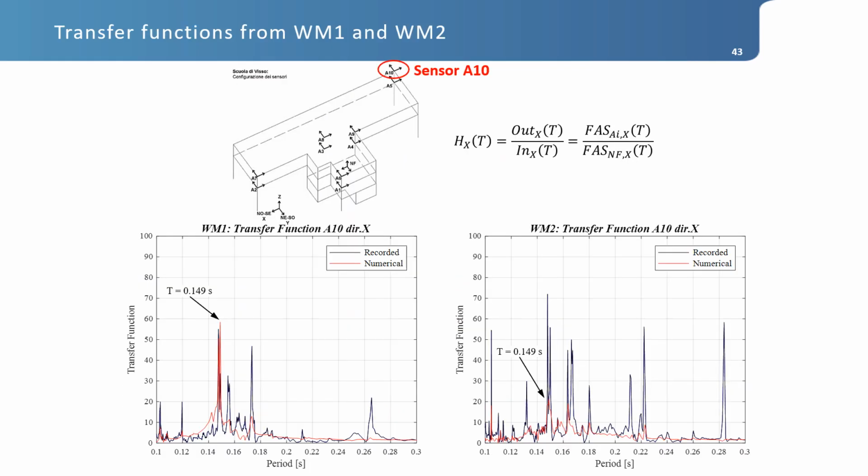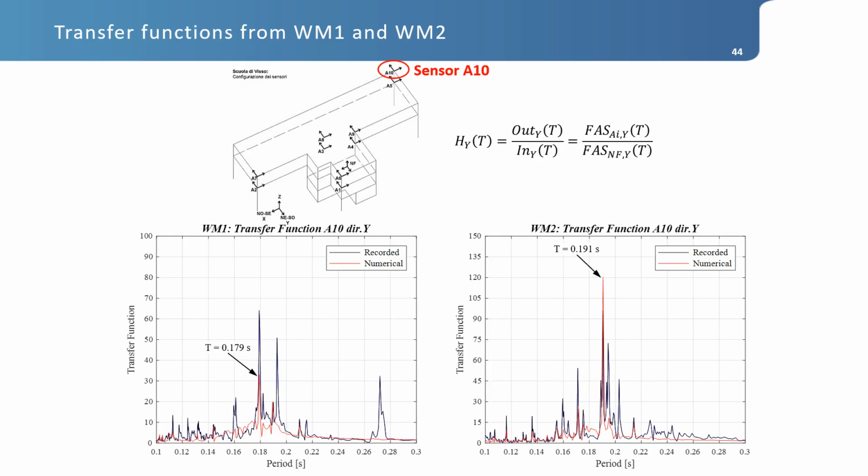The correct reproduction of the seismic behavior is also highlighted in this comparison of the recorded and numerical transfer functions, in which you see that at least the main frequencies and mean periods of the response are correctly calculated up to 0.2 seconds or slightly more. And we see another case in the y direction of the building. The first one was in the x direction.